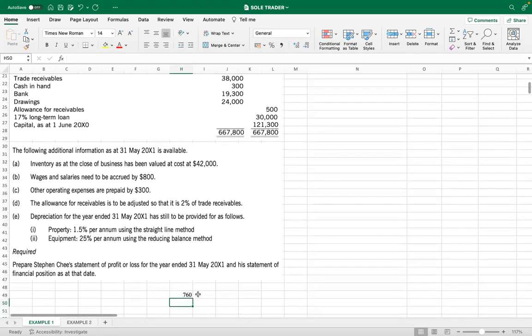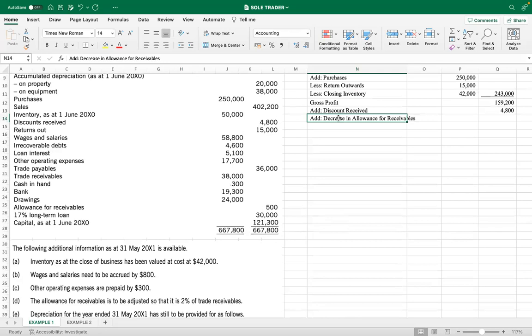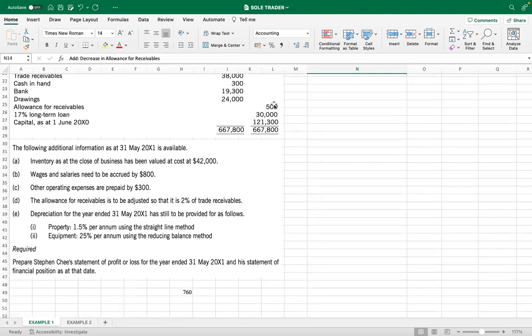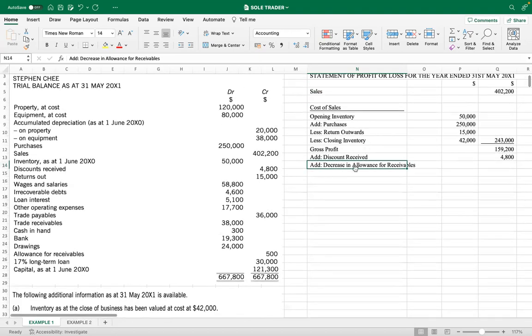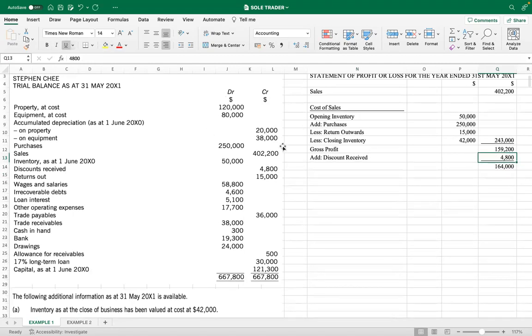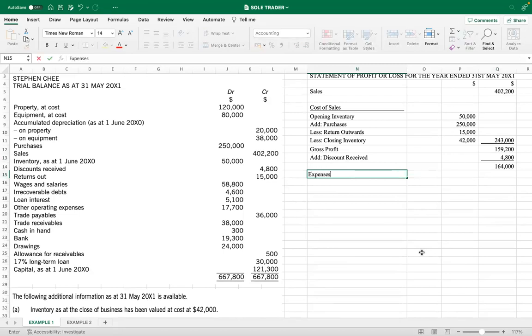So it's not a decrease, it's an increase. It's moving from 500 to 760. So it's an increase, it's not a decrease. If it was a decrease, we could have added it there. So this total gives us 159,200 plus 4,800, which gives us 164,000. And then we can now come and add expenses.